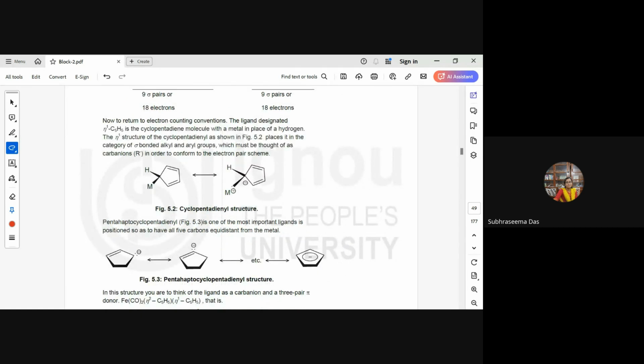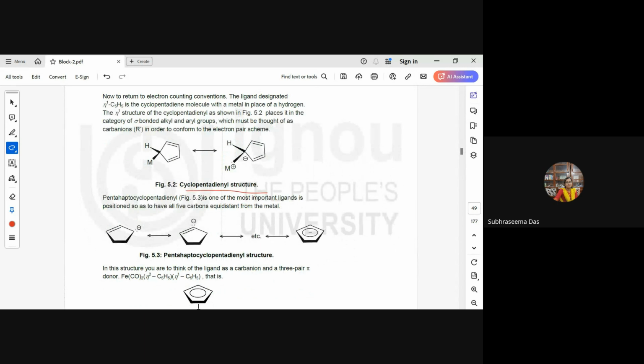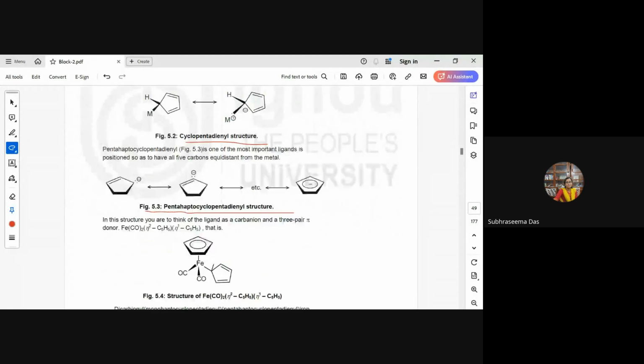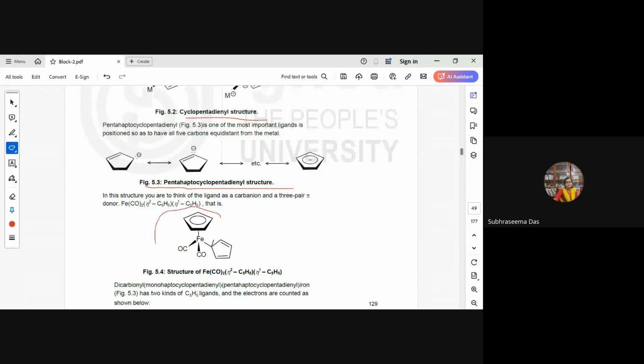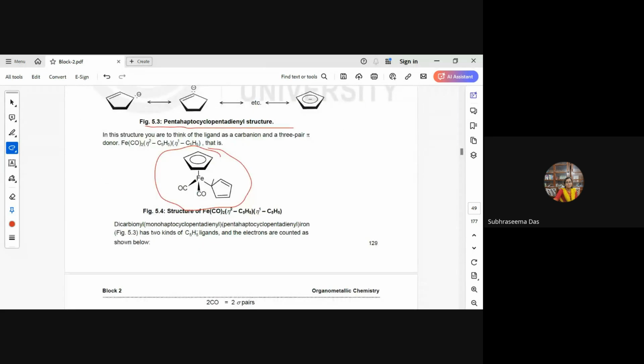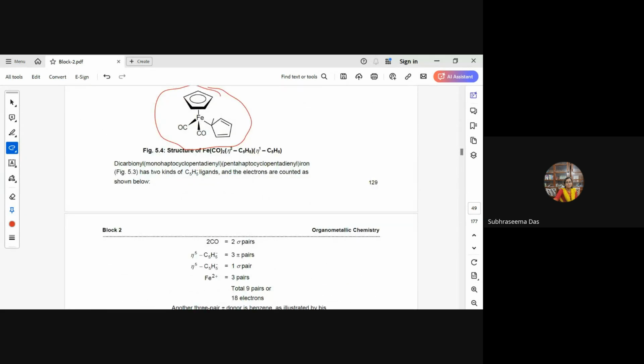Now we come again to electron counting in the cyclopentadienyl structure. This ligand is very important in organometallic chemistry, and particularly the pentahaptocyclopentadienyl, presented in figure 5.3, is widely used. The structure is represented like this for the pentahapto ligand.